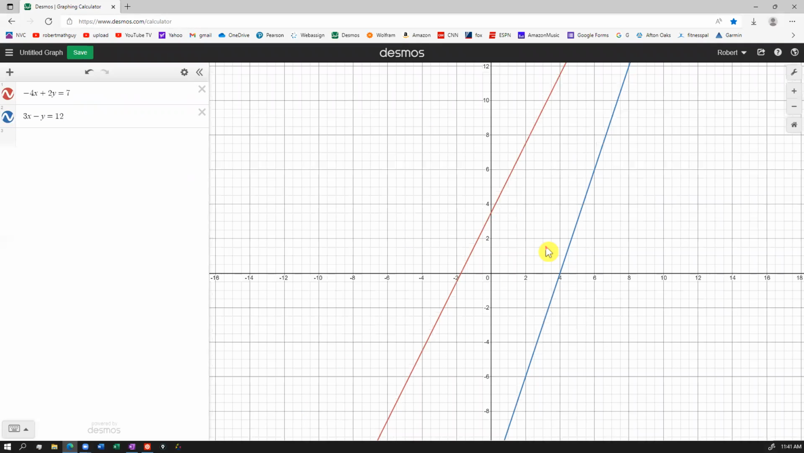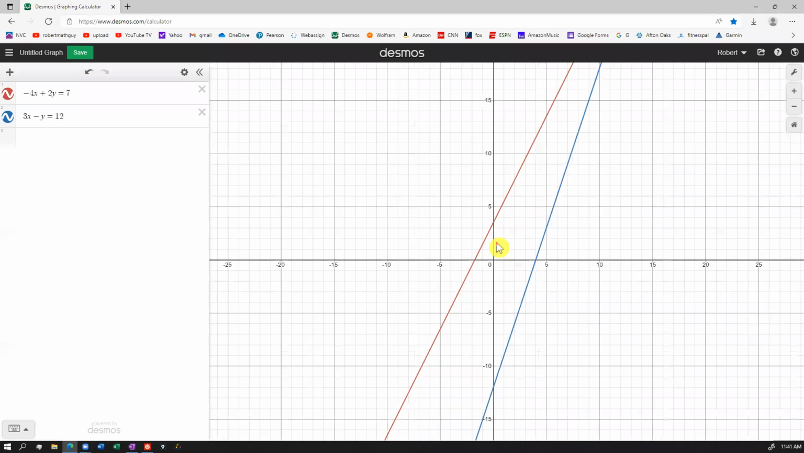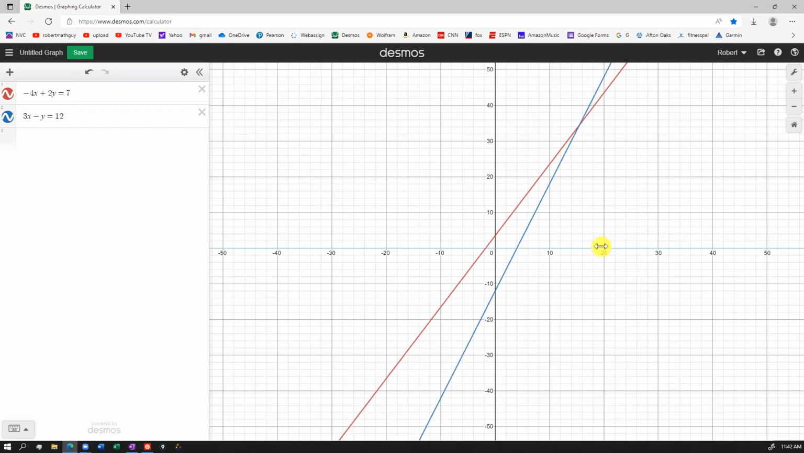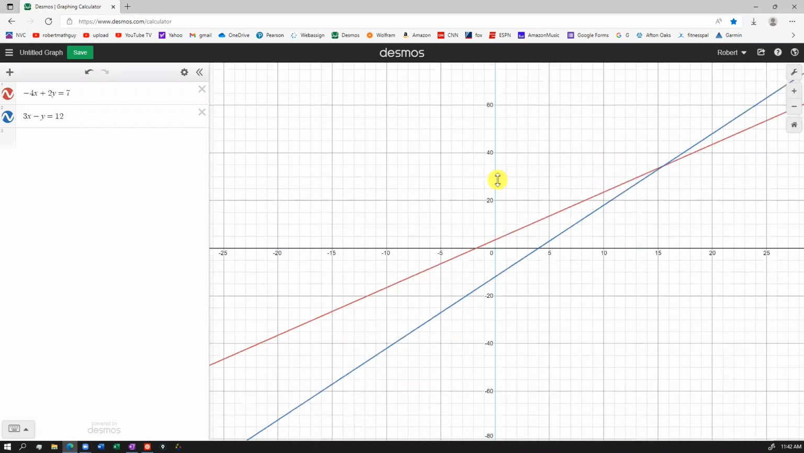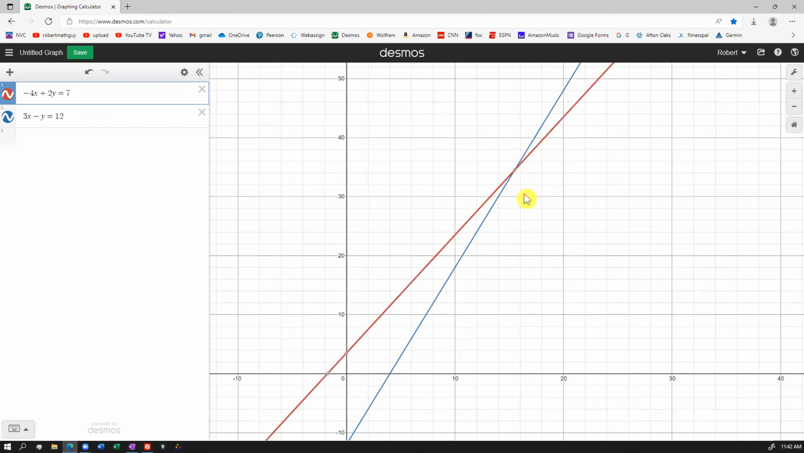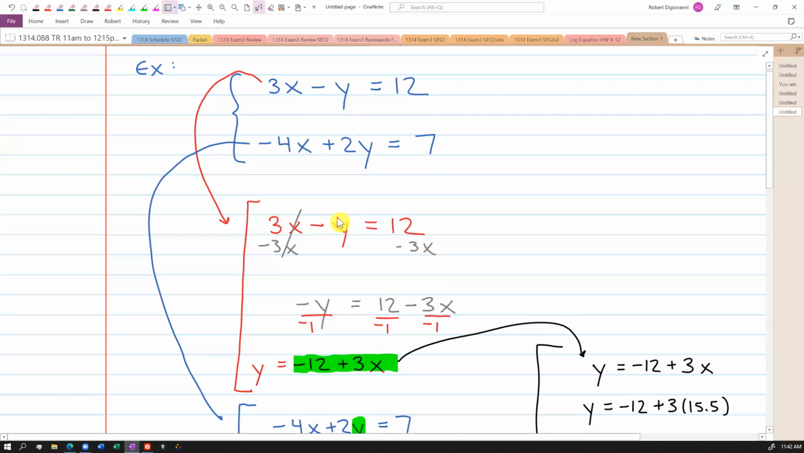When I graph it on the computer, and if I zoom out, you can see that they hit each other right here. So let me make this a little easier to look at. Where those two lines hit each other, 15.5, 34.5. That's what we got, right? So there's no way that in the beginning of this problem, when I said, tell me what x and y make this true, no one's going to say 15.5 and 34.5. It's just not going to happen.